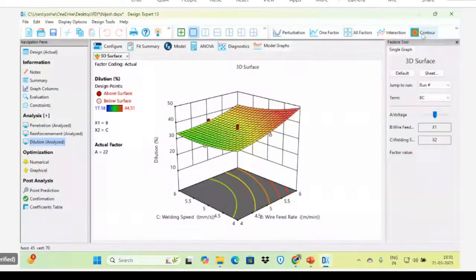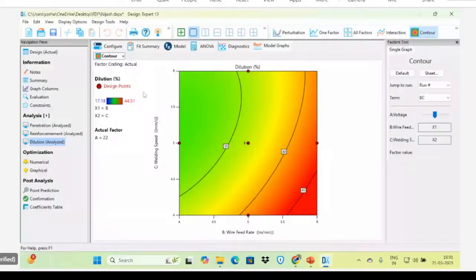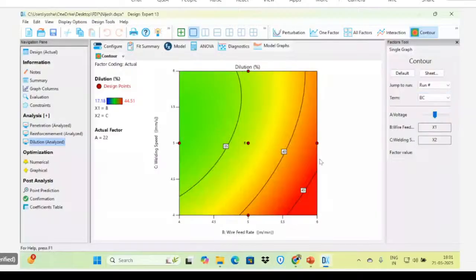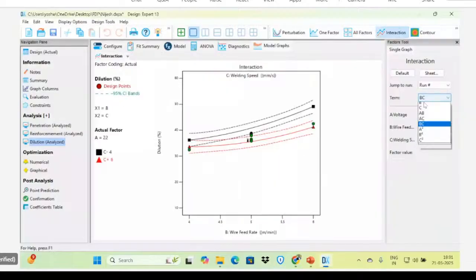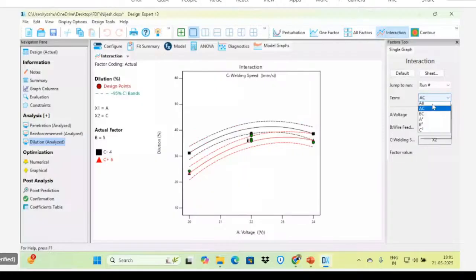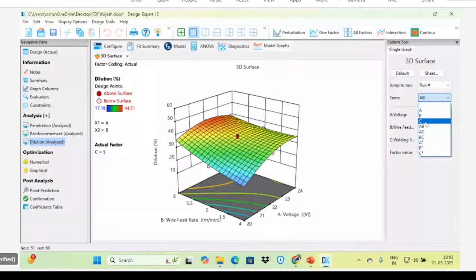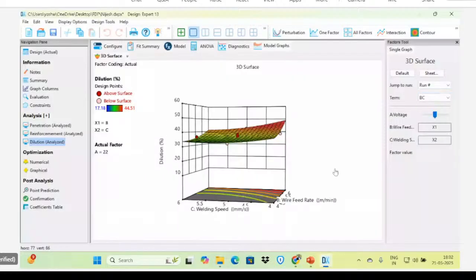So with the same contour graph, we can say how the dilution can be increased or decreased. So this is the AB combination, then AC combination and BC combination. Then interaction, all the things are same. You can follow the steps, and then the 3D surface plots. For all the factors, you have to give the justification of how and why it is increasing and decreasing. That is the main thing that you have to evaluate.